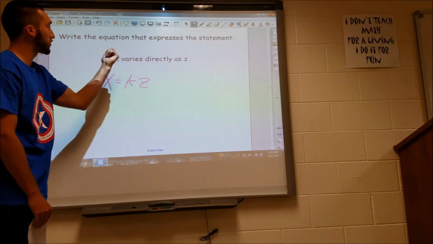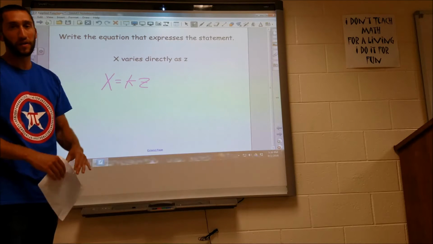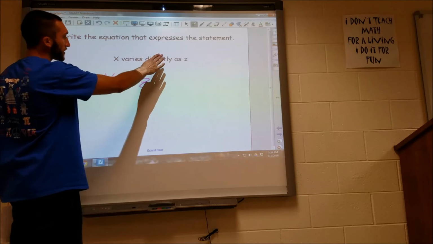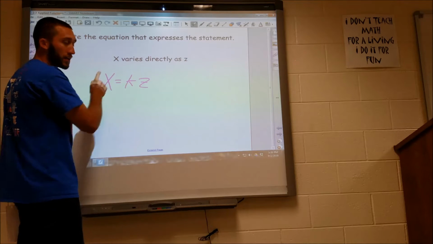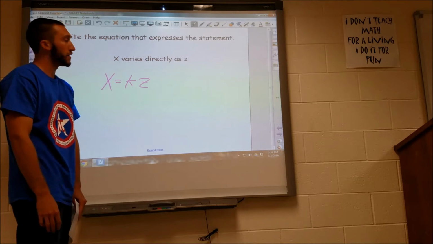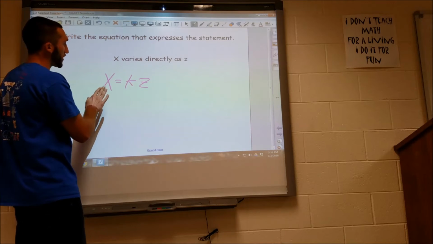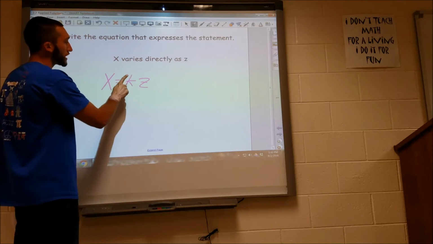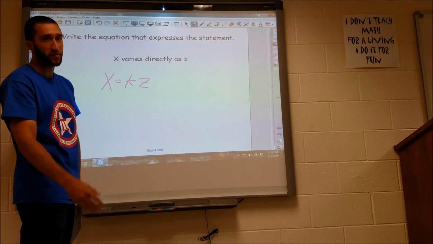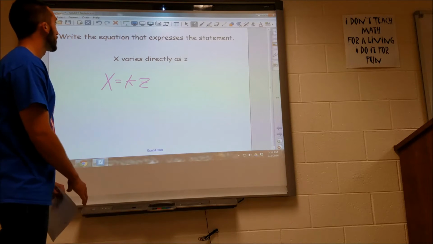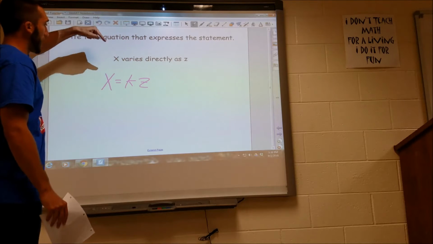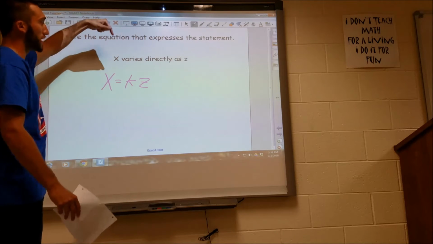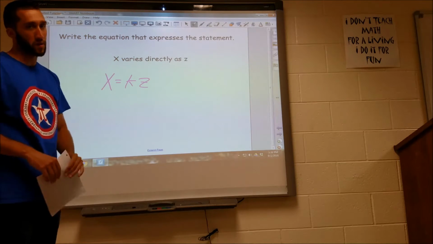So whenever it's directly related, it's going to be x equals some constant k times z. And we can substitute for these variables, a, b, whatever they may use. But when it's directly, it's where we have x equals some constant times z. Right? And this is just some constant, so that means x is just proportionally larger than z, whatever z and x may be. So if they say varies directly, x equals kz or a equals kb, whatever variables they may be using.